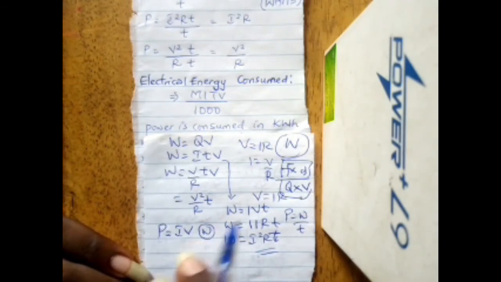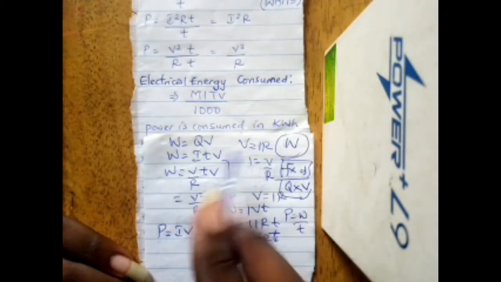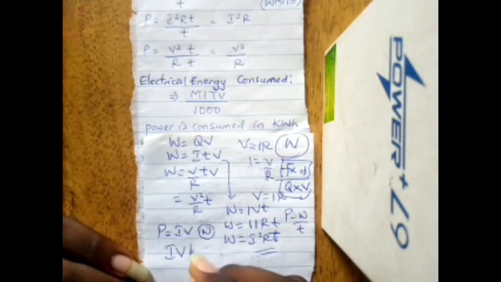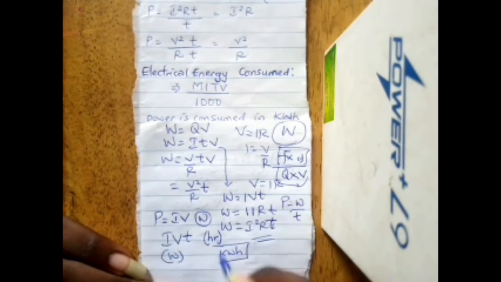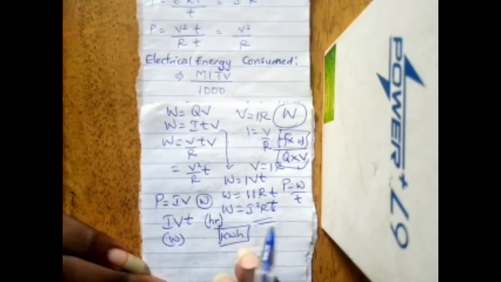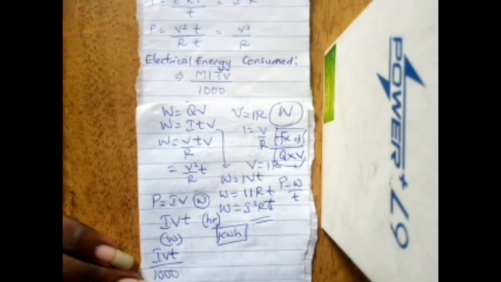To convert it to energy, power multiplied by time, I need to multiply the power by time, and this time is in hours. I have this in watts, but because power is consumed in kilowatt hours, I have to convert watts to kilowatts. So I have IVT over 1000.